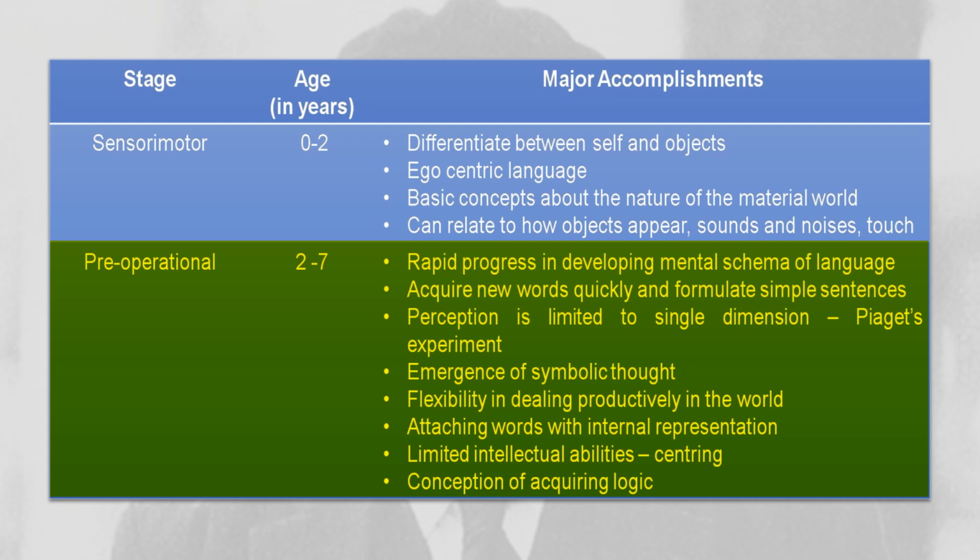Thus, symbolic thought is also depicted by the child in this age group, unlike the previous stage where children could see things only from their perspective. Children also believe at this age that objects are alive, whether animate or inanimate. The child shows greater flexibility for dealing productively with the world, and attaching words to his internal representation makes him feel empowered. With limited intellectual abilities, he can only focus on one aspect of a situation at a given point in time. And this Piaget refers to as centering. This is also the stage where the conception of acquiring logic takes place.